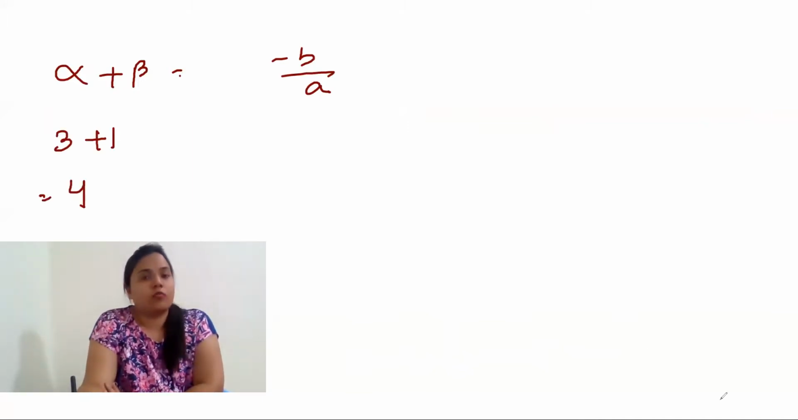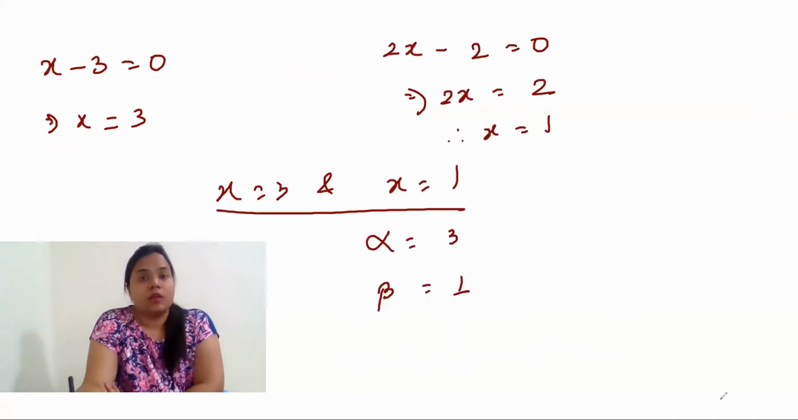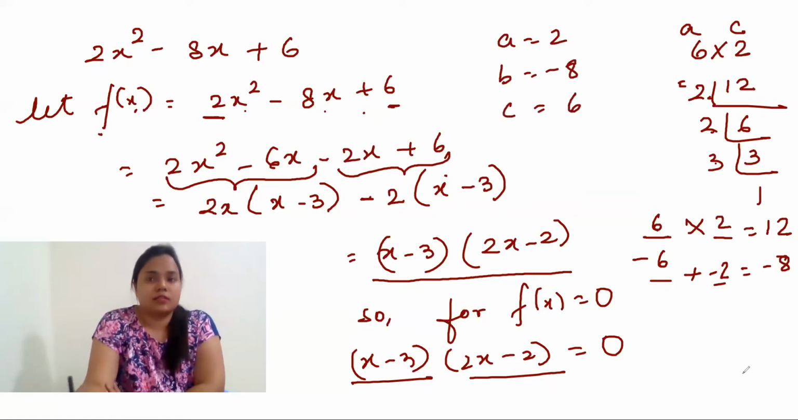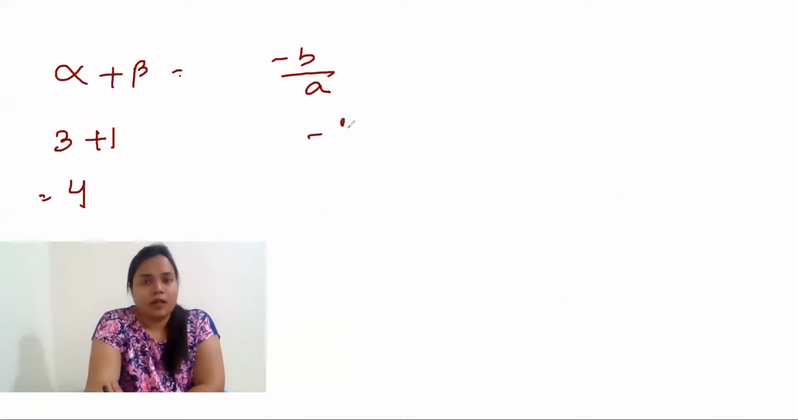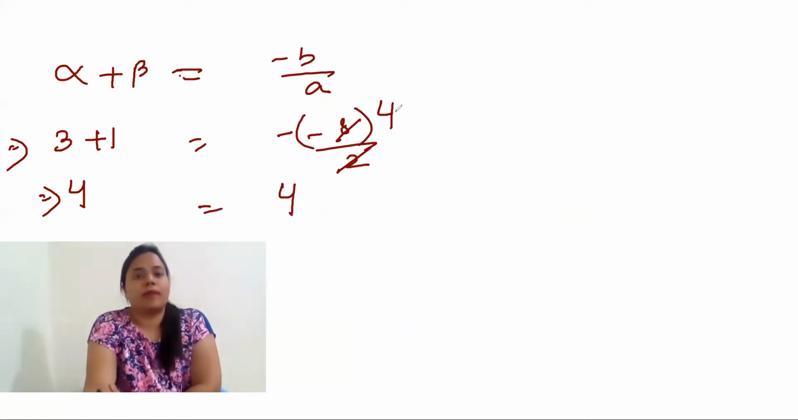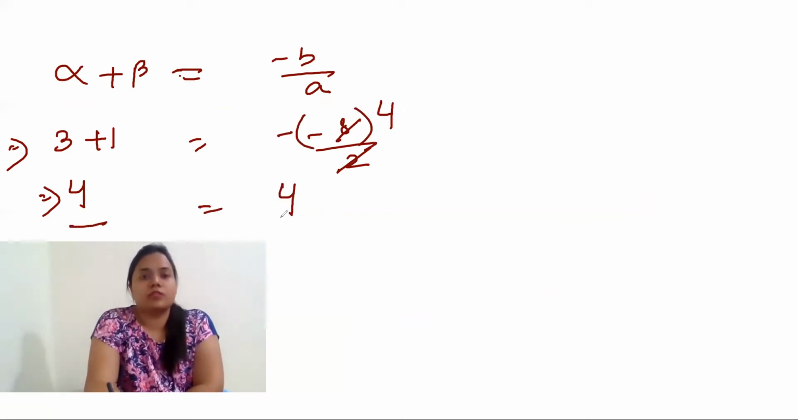Now let us check what our coefficients were. A is 2, b is minus 8 and c is 6. So what will be minus b by a? That will be minus of minus 8 by 2. So this is 4. Minus of minus will become plus, so 4. Hence 4 is equal to 4.